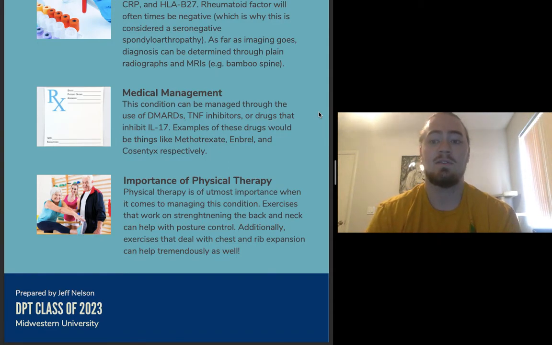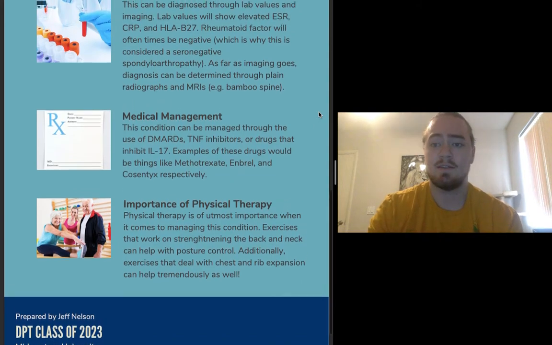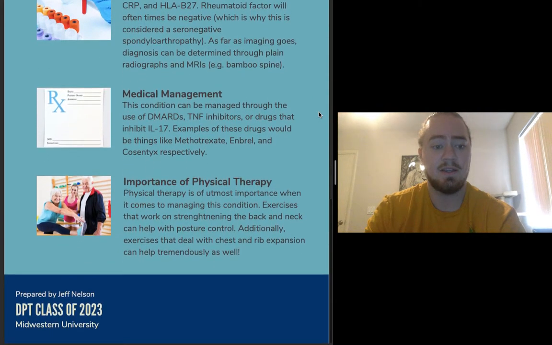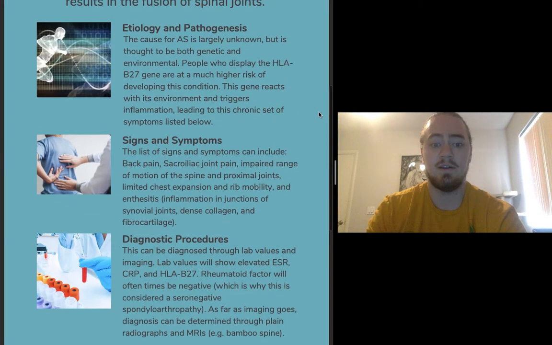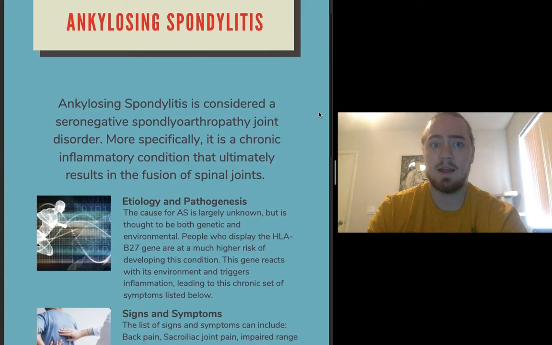And also just strengthening your back and neck can help with any postural problems you might be having. So that's also very important. And yeah, so I just think that this infograph is something that you can easily print out or email to a patient, and it goes over all the important things to look out for.